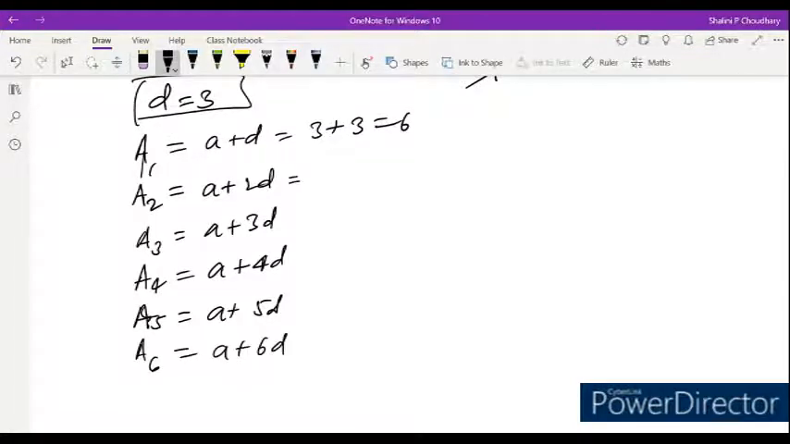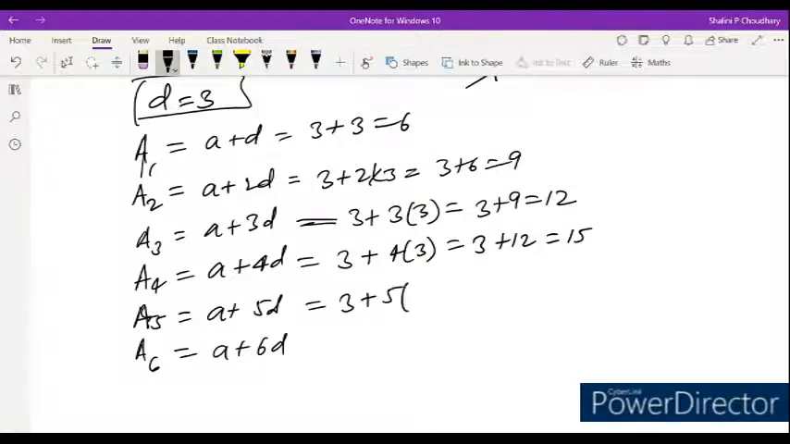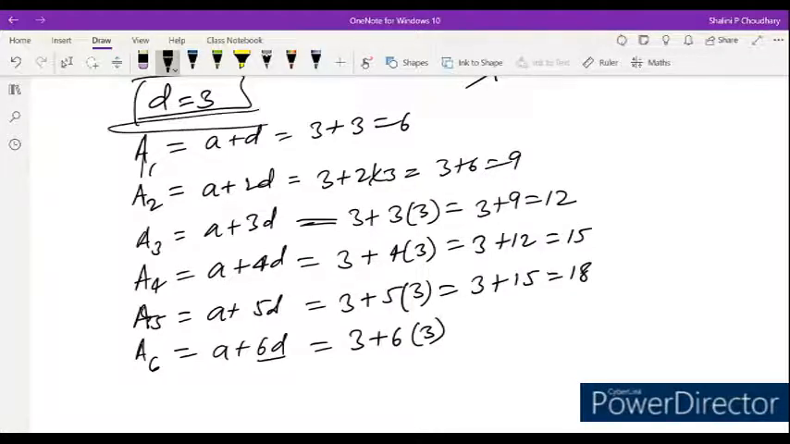Okay, now this will be 3 plus 2 into 3, that is 3 plus 6, that is 9. Now this is 3 plus 3 into 3, 3 plus 9 will be 12. 3 plus 4 into 3, 3 plus 12 will be 15. 3 plus 5 into 3, so 3 plus 15 will be equal to 18. Now 3 plus 6D, so 6 into 3, the value of D is 3, so it will be 3 plus 18 will be equal to 21.